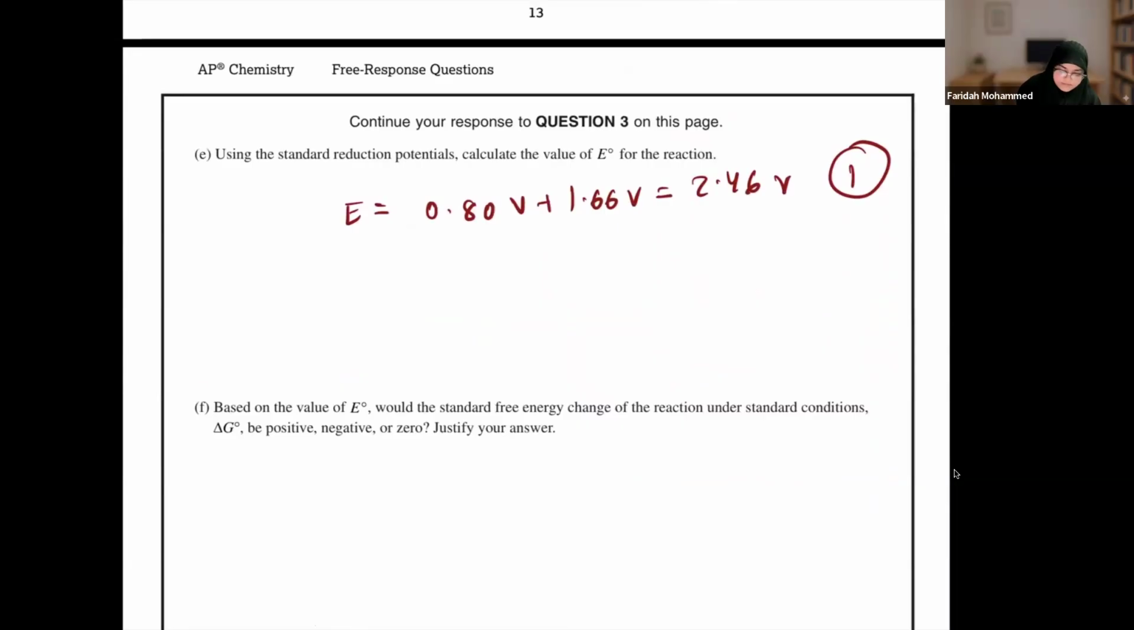Now, for F, I put, according to delta G is equal to negative nF E cell. Because E cell is positive, delta G will be negative. Okay.